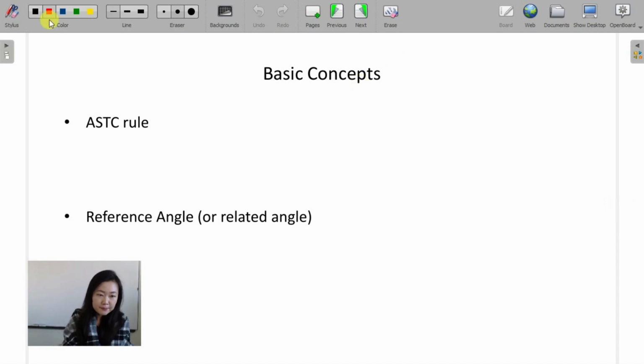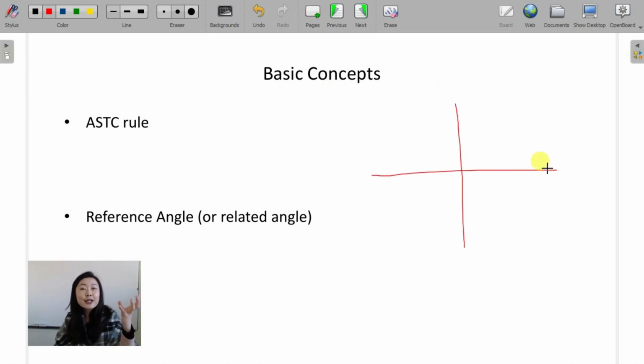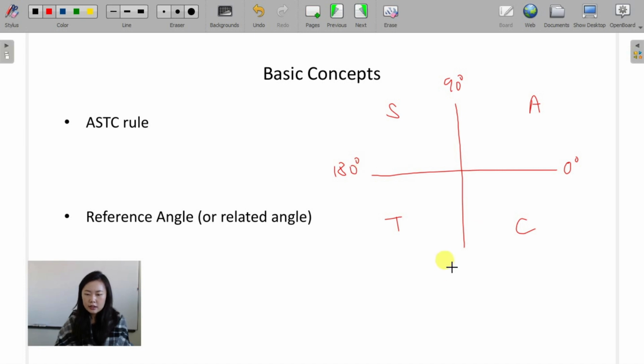So the first concept is what I would call the ASTC rule. A lot of you would have seen the acronym All Stations to Central, but what they basically are is they tell you which ratio is actually positive in which quadrant. Now we work in this direction if we're looking at positive angles, so 0, 90, 180, 270, 360. Okay, so we operate in that anti-clockwise direction.